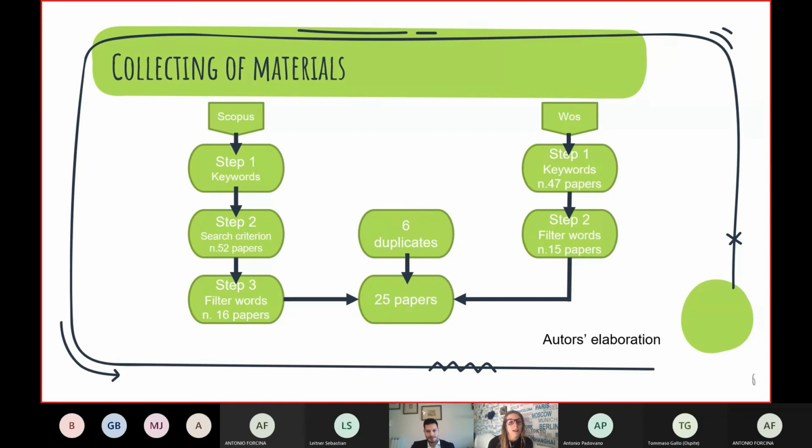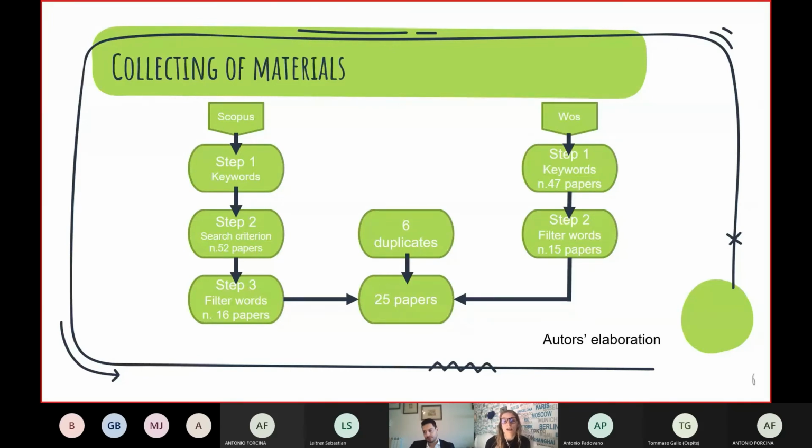Step 1, identify the keywords. Step 2, search the papers with the criterion, and we identified 52 papers, and in step 3 we filtered the words and identified 16 papers. In Web of Science there were two steps.